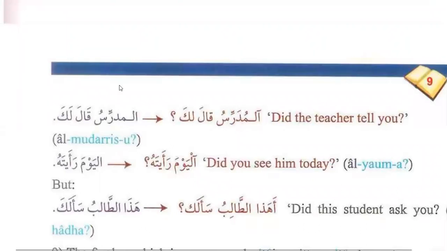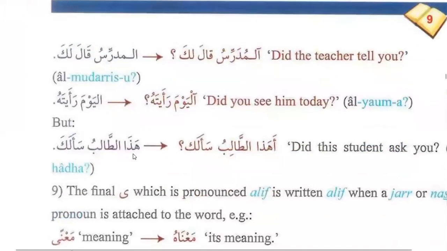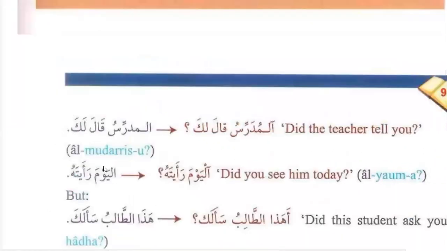And here we already have alif. So when we add the particle hamza here, it changes into al-yoma, which makes it a question, okay? But here we don't have alif lam. So this Hamza will remain Hamza. It will not change into Alif Madda. But still it is a question, an interrogative sentence. And this is a simple sentence.